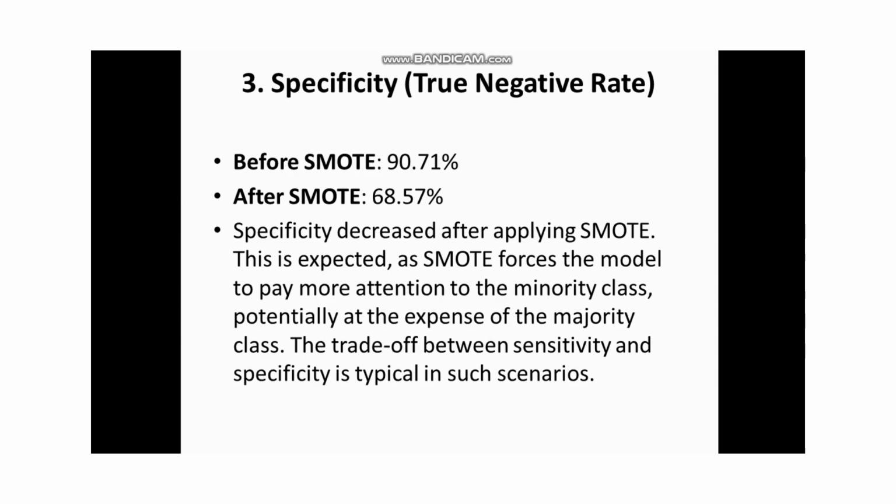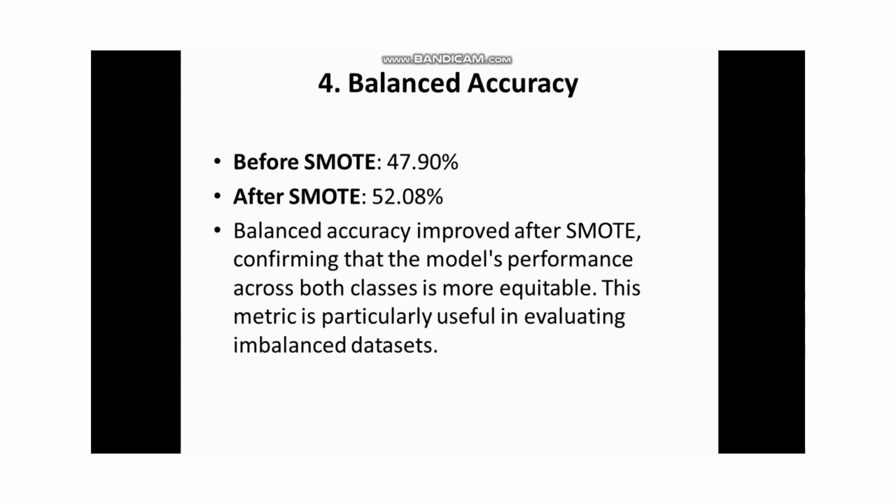Specificity, on the other hand, focuses on the model's ability to identify the majority class. So for before SMOTE we're having 90.71%, and after SMOTE we're having 68.59%. So specificity decreased after applying SMOTE. This is expected as SMOTE forces the model to pay more attention to the minority class, potentially at the expense of the majority class. The trade-off between sensitivity and specificity is typical in such scenarios.